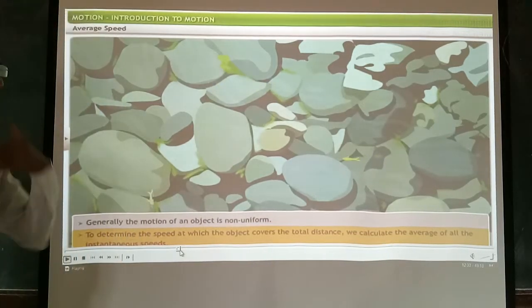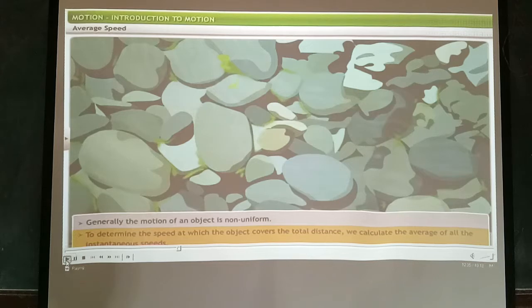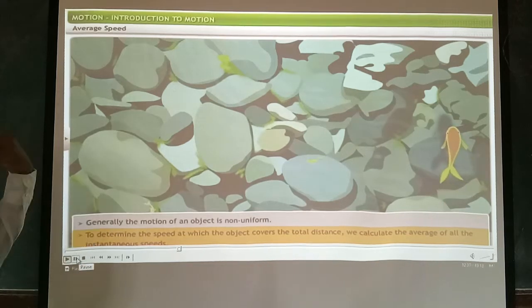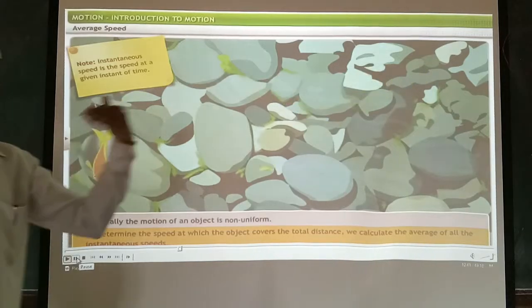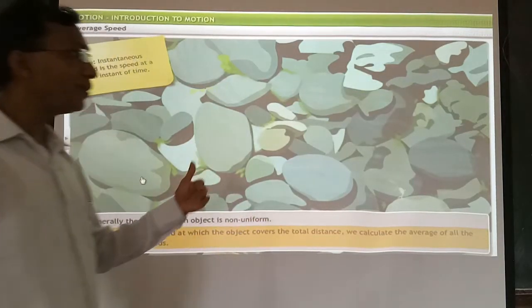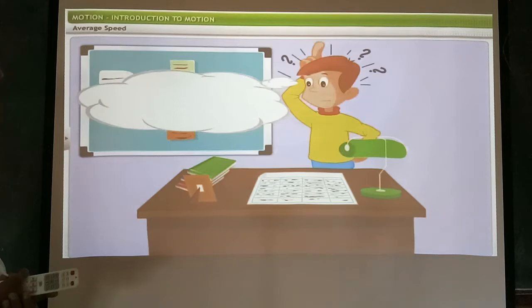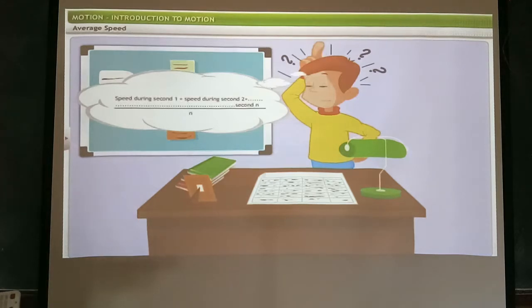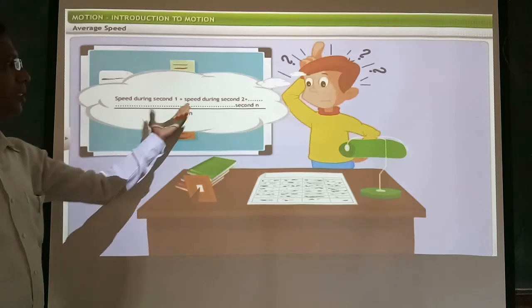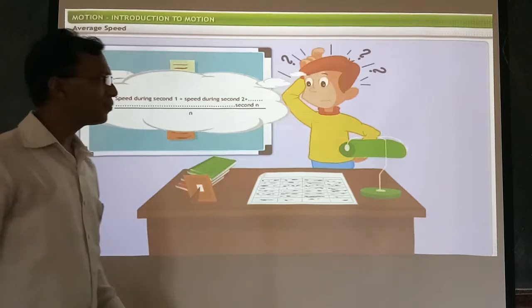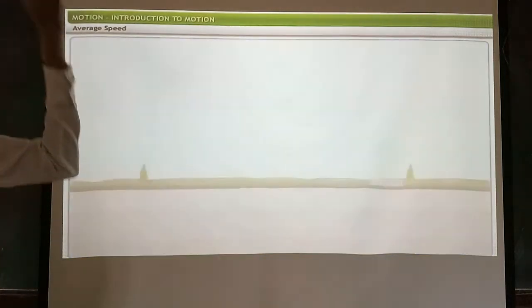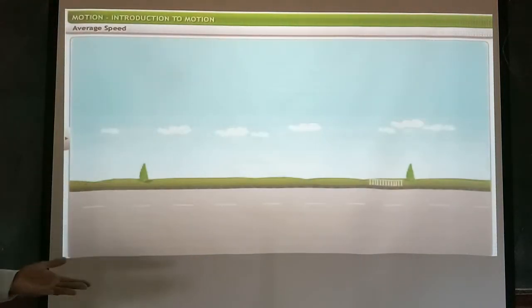In general, when we ride a bicycle or a bike or a car, the speed increases, then after that it decreases, and then we stop. So we should maintain the average speed. Here the speed during the first second, the speed during the second second, the third second, the fourth are different. We should keep this example in mind.